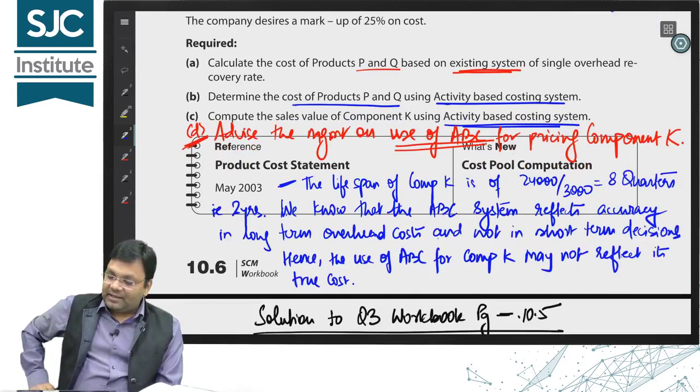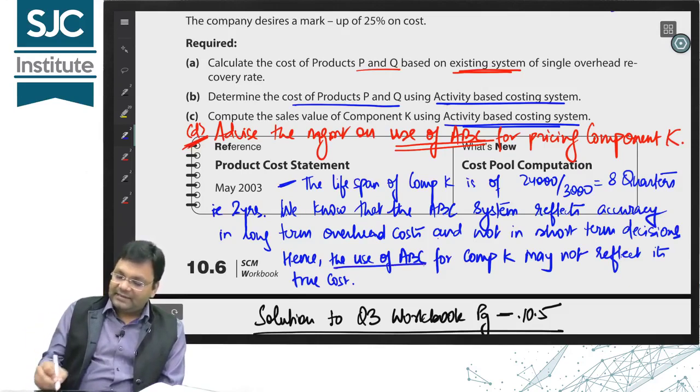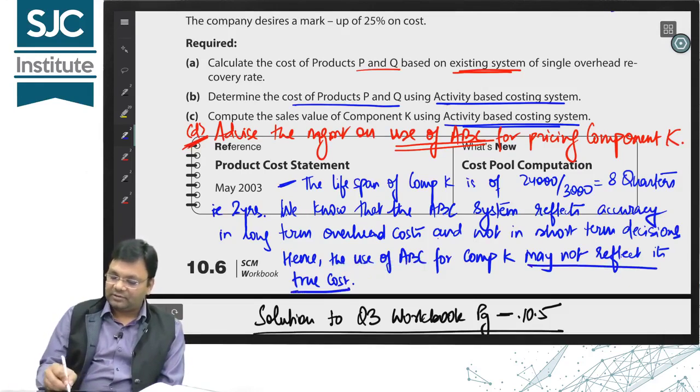So here what we said here is that if I use ABC, then what will happen? It will not reflect its true cost. All right.